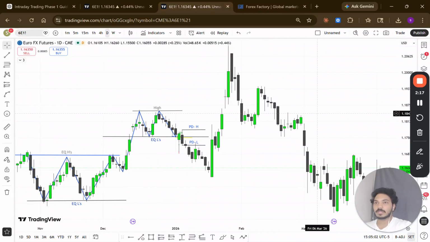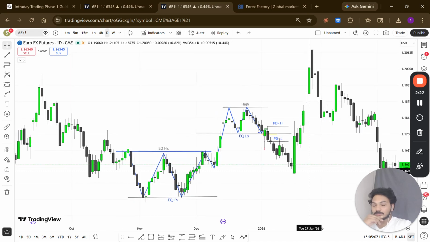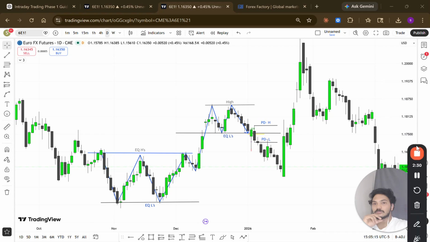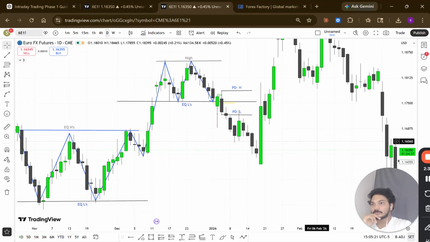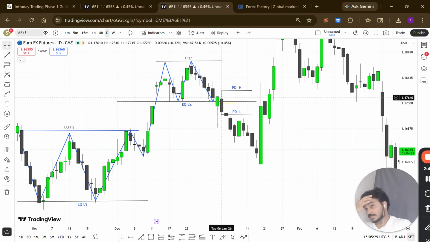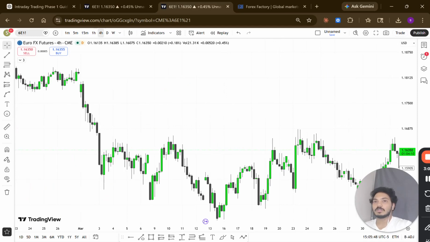Starting on the higher time frame, we try to map the market structure on the daily and 4-hour chart. Here we are seeing a bearish scenario on the daily. This is the previous day high on 6th January 2026, and the previous day low. Once we've marked the previous day's high and low, let's see how the market structure is on the 4-hour chart as well.